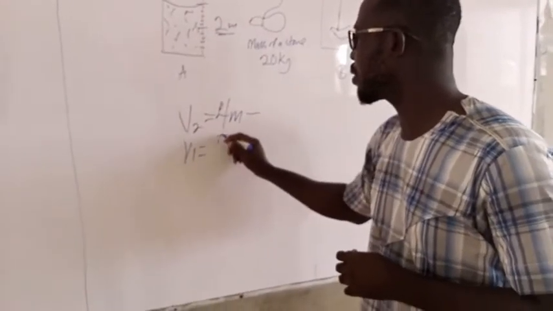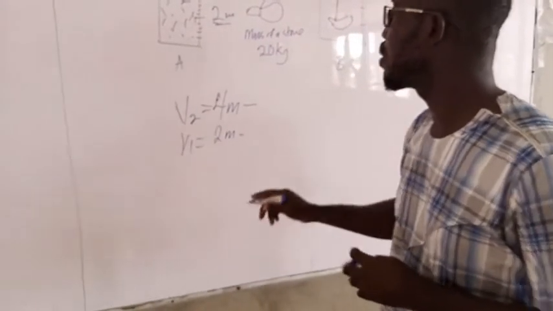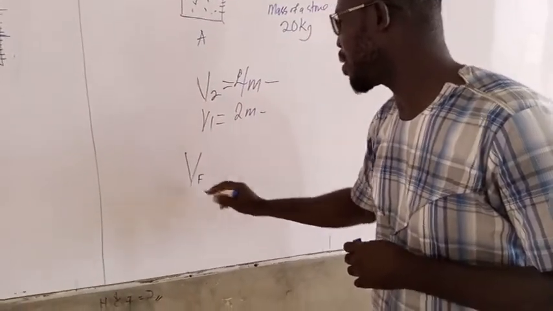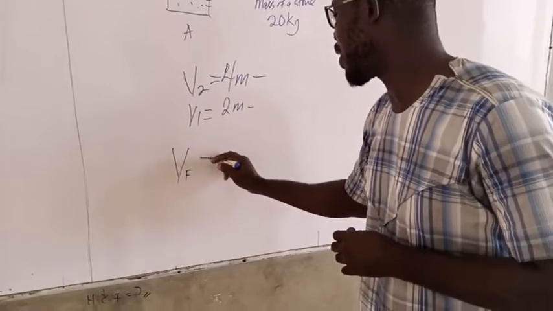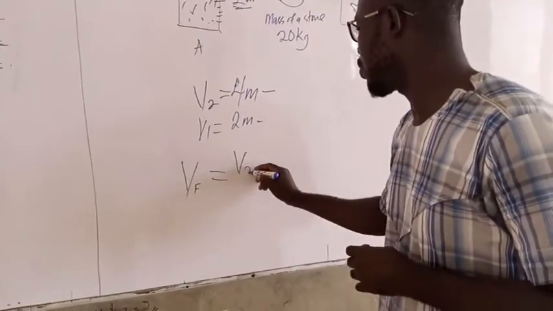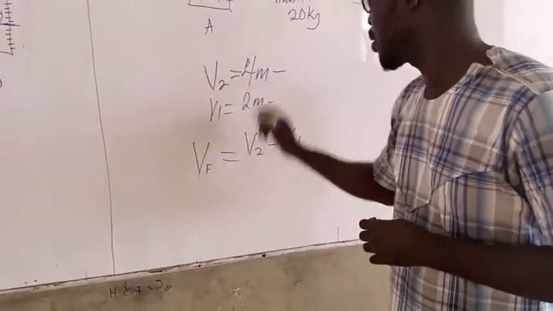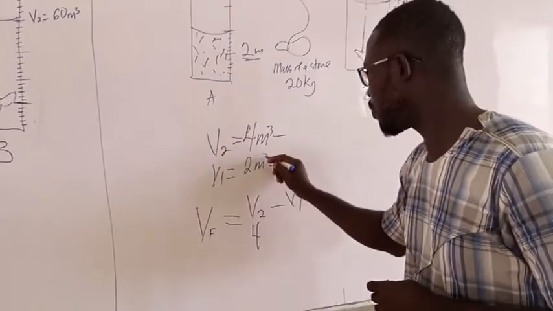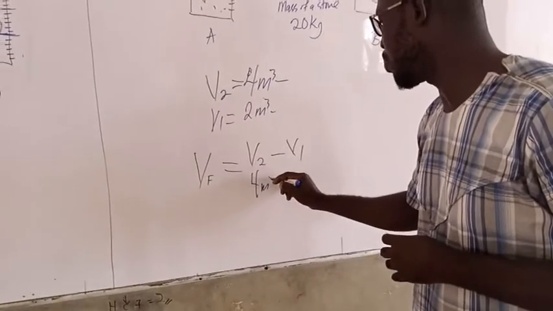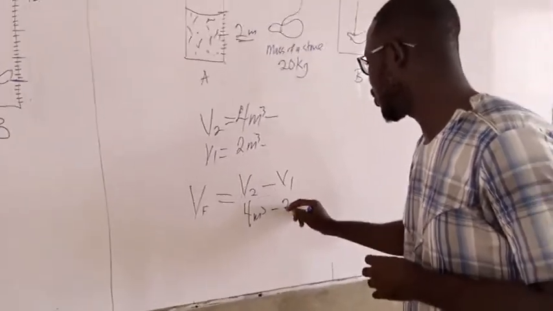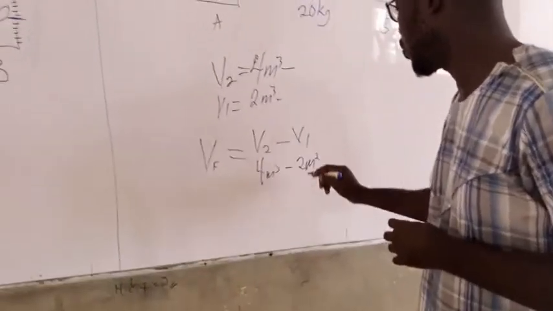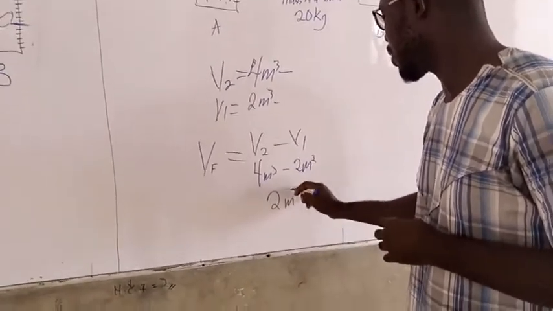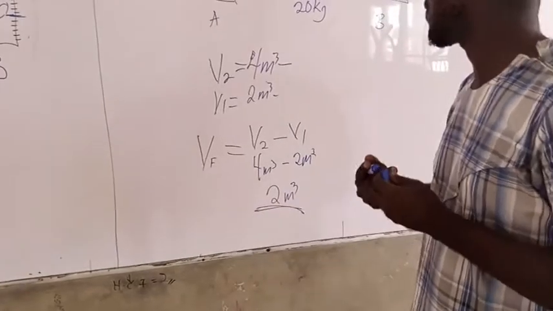which is 2 meters. Okay, so in finding my final volume, let me call it V_F, V2 minus V1, and I have 4 meters cube minus 2 meters cube. Alright, so when I do the subtraction, I have 2 meters cube as my volume.